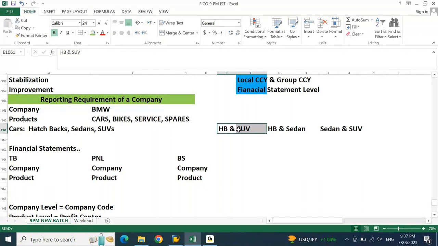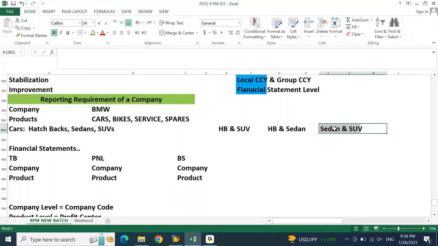I'm not getting what you have written here. Say I have listed four types of categories in car. Three types: hatchback, sedan and SUV. I may want to club hatchback and SUV alone. Possible or not? Yes, possible. I want to club hatchback and sedan, and sedan and SUV for various reasons, reporting vice versa. Okay. All right. I may have different requirements for any purpose.